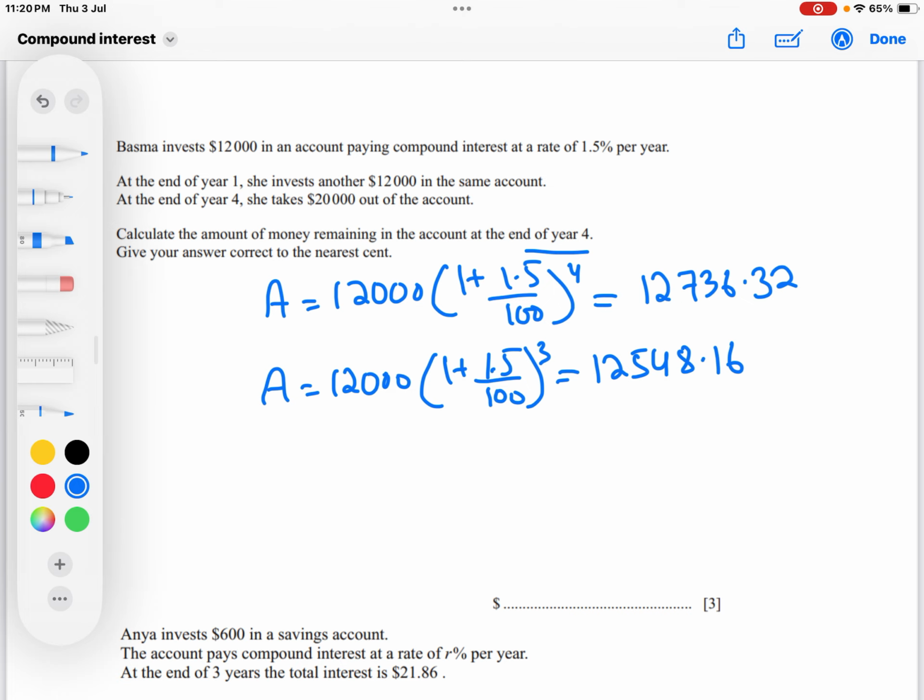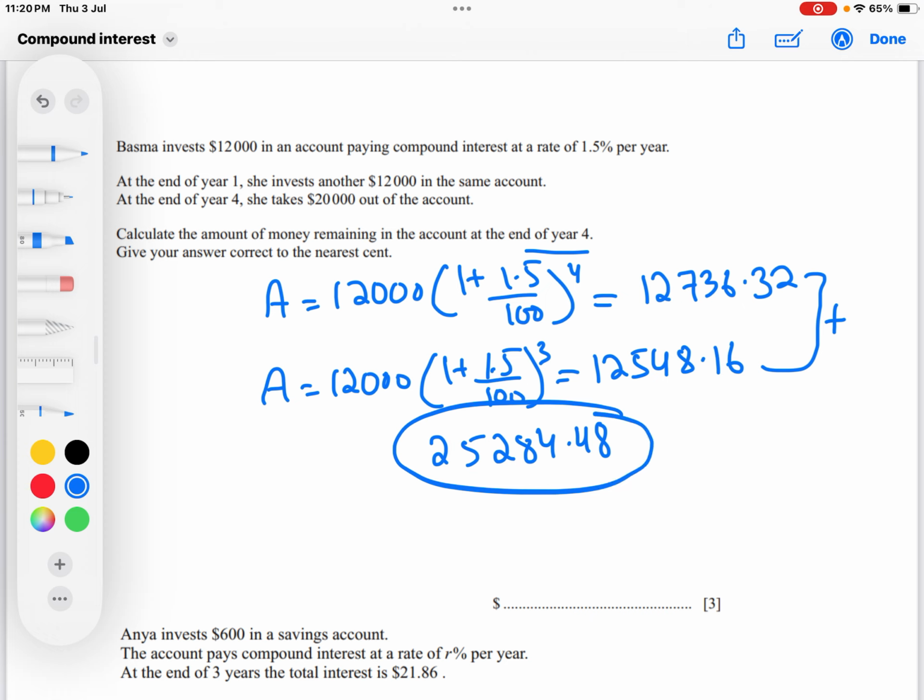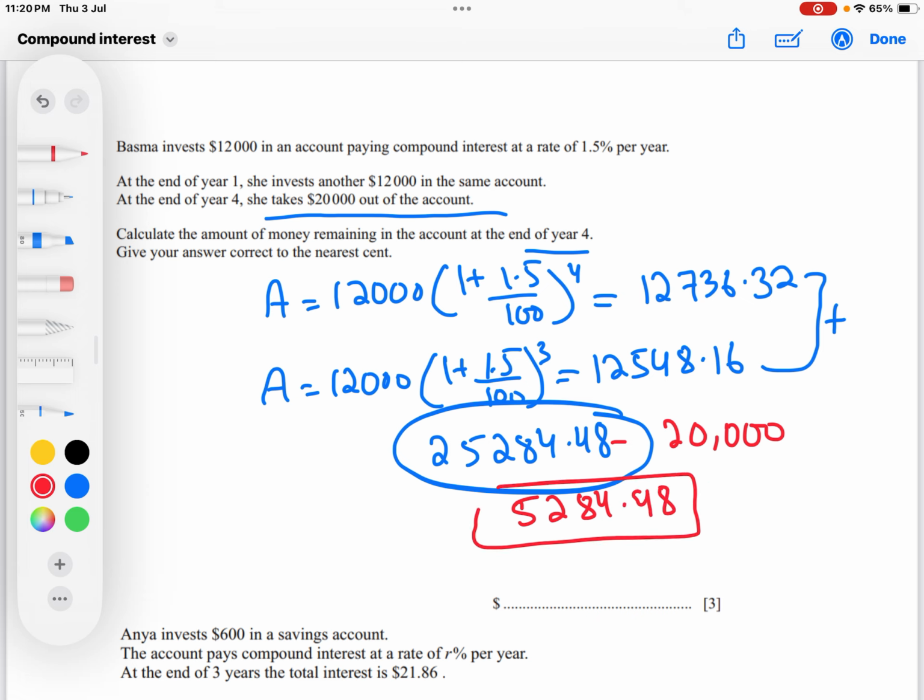So now the amount will become 12,548.16. Now I will add these two values. This will give me the total amount she has after 4 years. After adding the values, we get 25,284.48. This is the total amount. After 4 years, she takes 20,000 out of the account, so now we need to subtract 20,000. The final amount we got is 5,284.48. This is the remaining amount when she takes 20,000 out of her account. So this is the correct answer of this question, and you will get 3 marks for that.